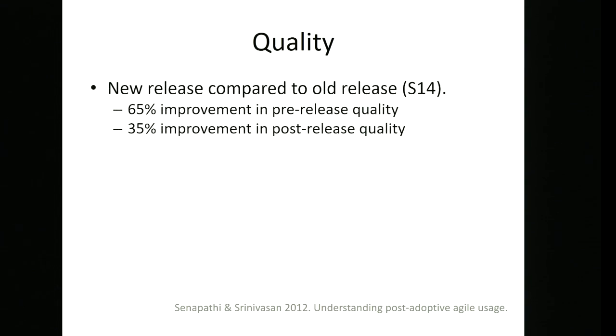So we've got a single software project here. We have a new release and an old release. And what we found is that in terms of pre-release quality, so this is internal quality of the software, the internal structure of the software, a 65% improvement. And then in terms of post-release quality, so I guess this is external facing, so how many bugs were found after it was deployed, we're looking at a 35% improvement. So this is pretty good, actually. This is definitely worth having.